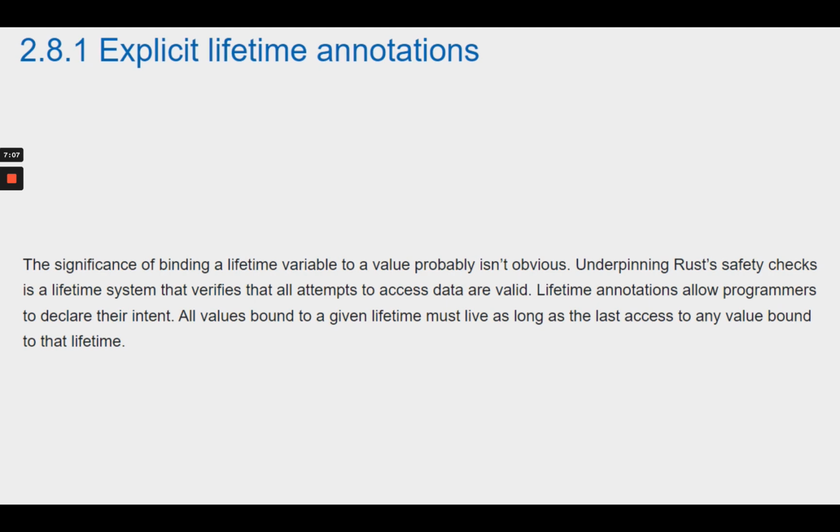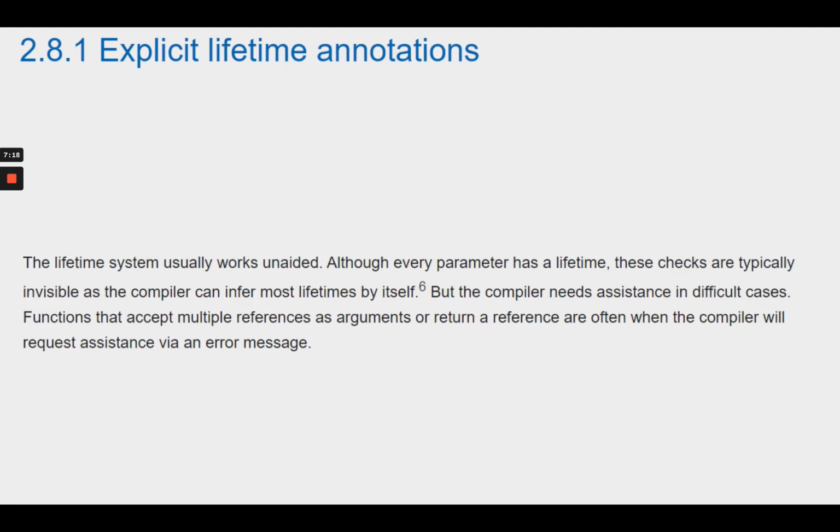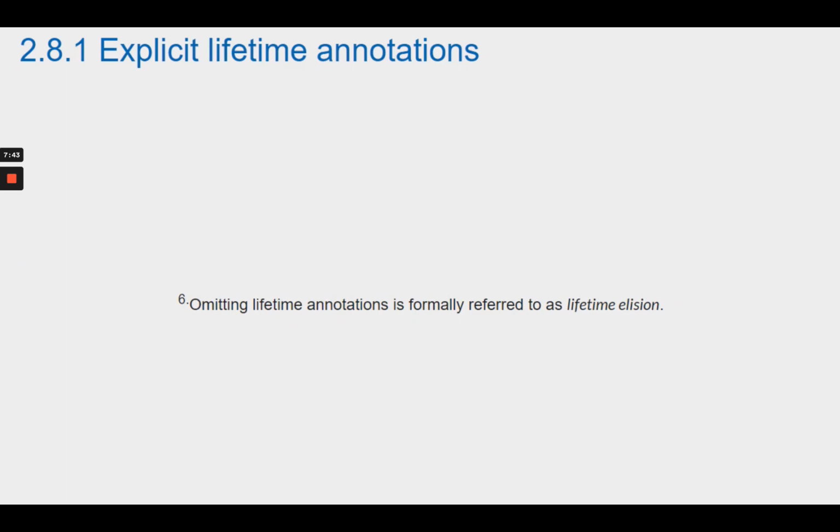Lifetime annotations allow programmers to declare their intent. All values bound to a given lifetime must live as long as the last access to any value bound to that lifetime. The lifetime system usually works unaided, although every parameter has a lifetime. These checks are typically invisible as the compiler can infer most lifetimes by itself, but the compiler needs assistance in difficult cases. Functions that accept multiple references as arguments or return a reference are often when the compiler will request assistance via an error message.